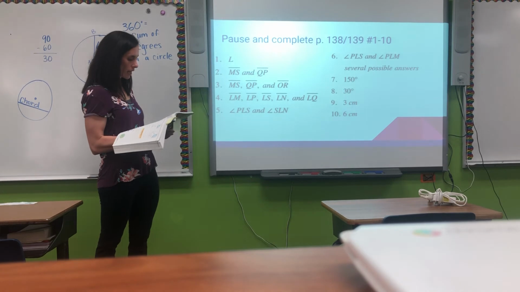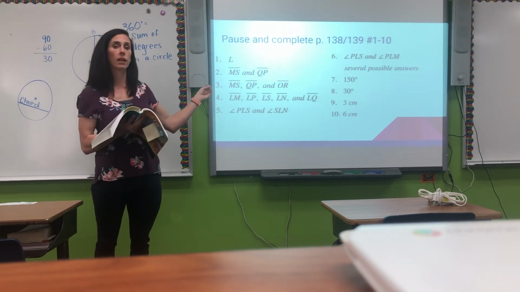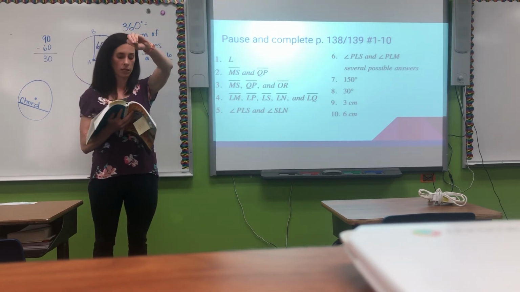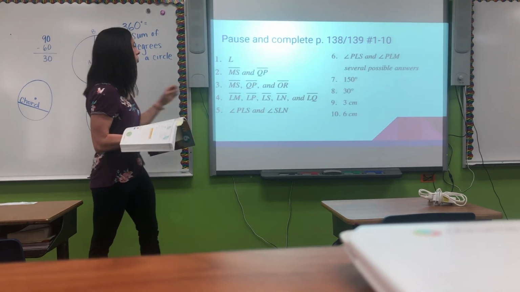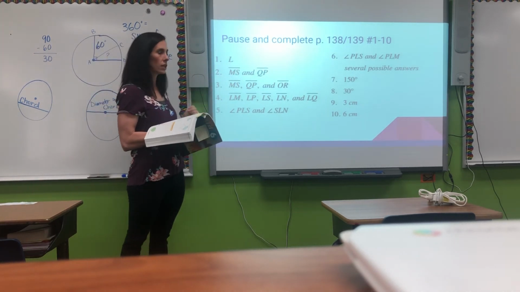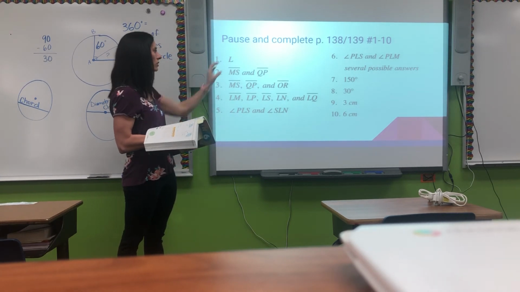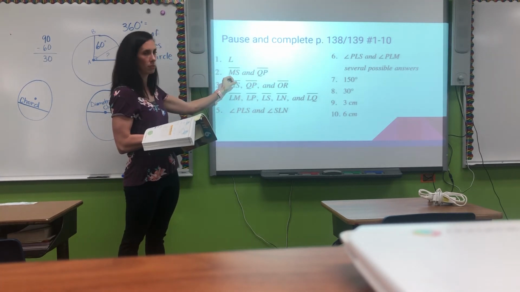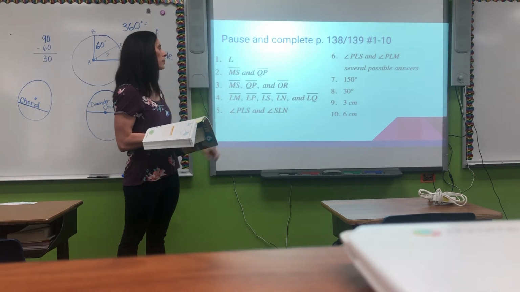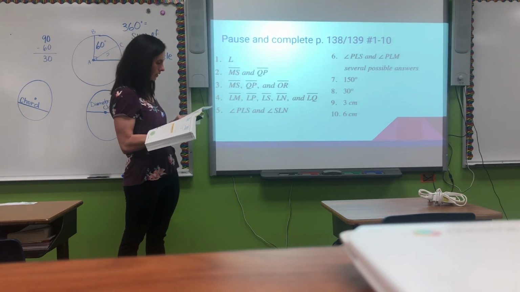We had two diameters, right? So the diameter goes from one point to another and passes through the center. We had MS, or you could have written SM, and QP, or PQ. Just keep in mind, MS and SM are the same thing. And QP and PQ are the same thing, okay?